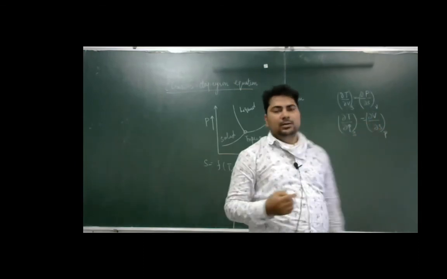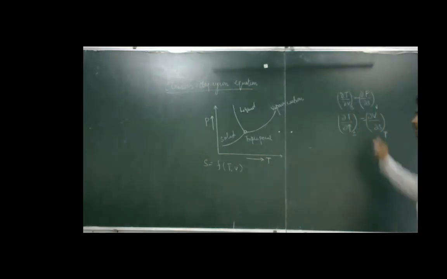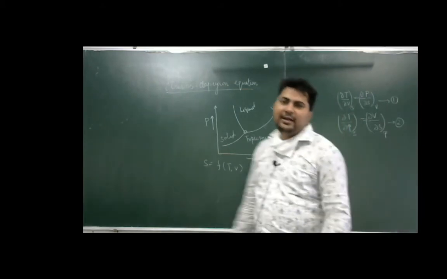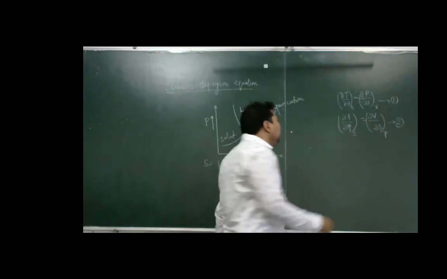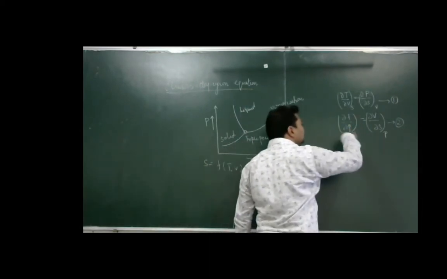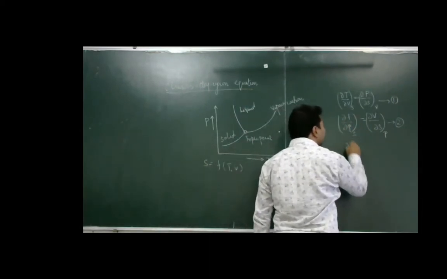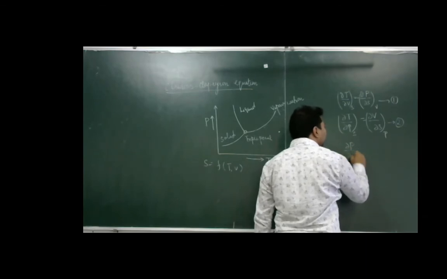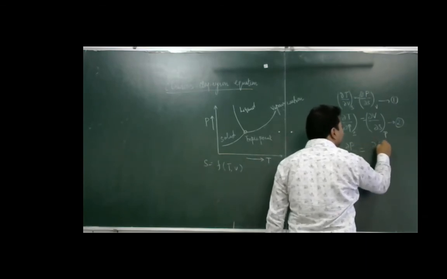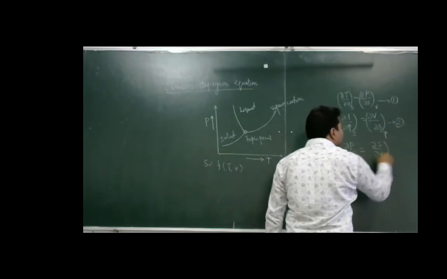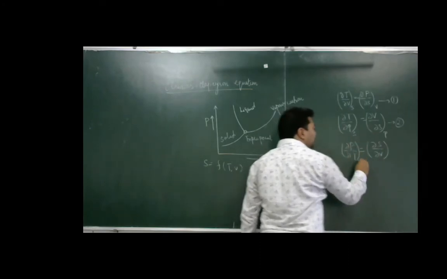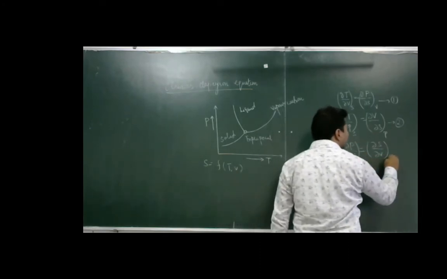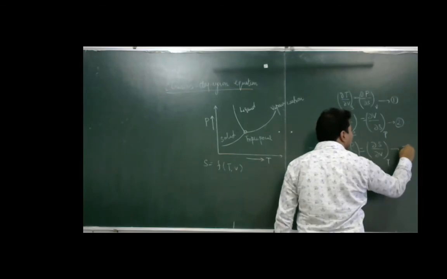This is the Maxwell equation number 2. This is equation number 1. This equation is number 2. Now we will do Maxwell equation number 3. When we reverse the second, the third becomes del P by del T equal to del S over del V. Here V is there so V here, P is there so P here. This is equation number 3.